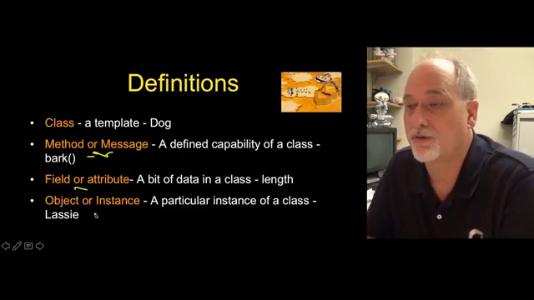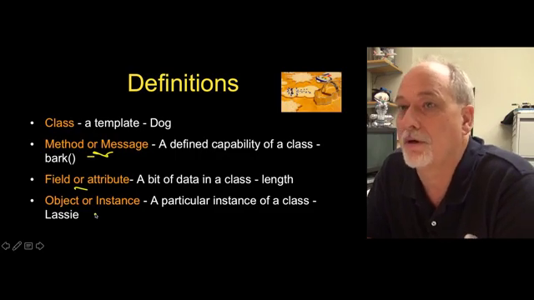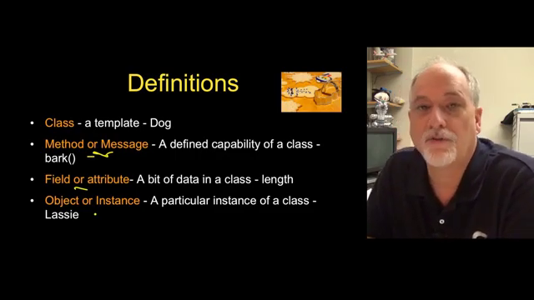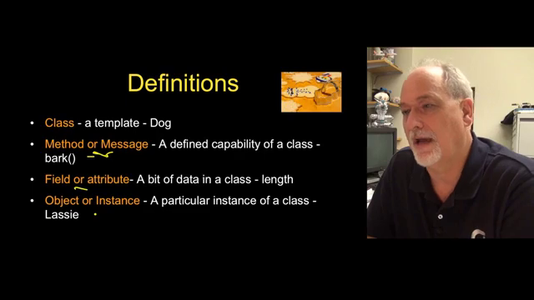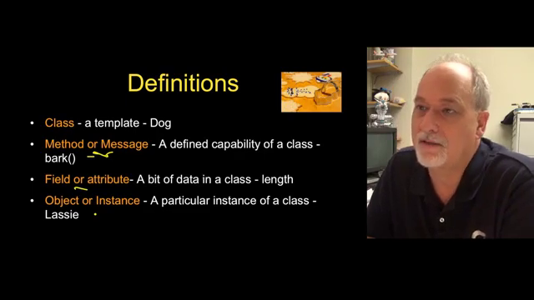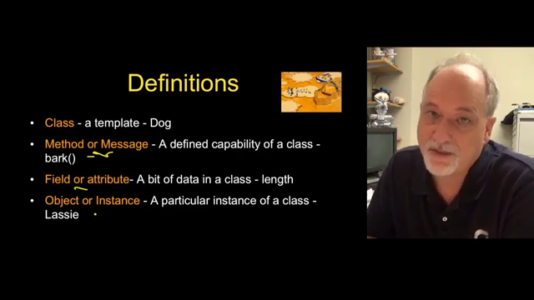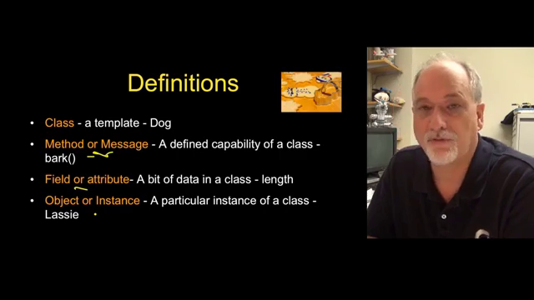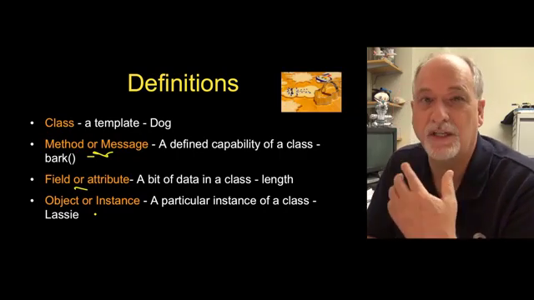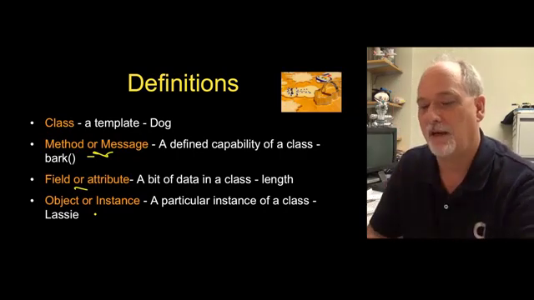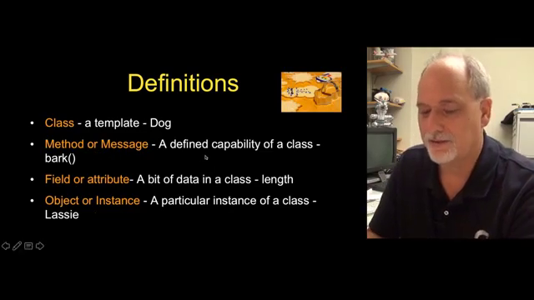If you look in some object-oriented patterns like Smalltalk or Apple, they often will call these messages. So you can either access a method inside of a class or an object, or you can send a message to the object. The same is true for field and attribute. It's just a chunk of data that's in the object that you may or may not have the right to access.